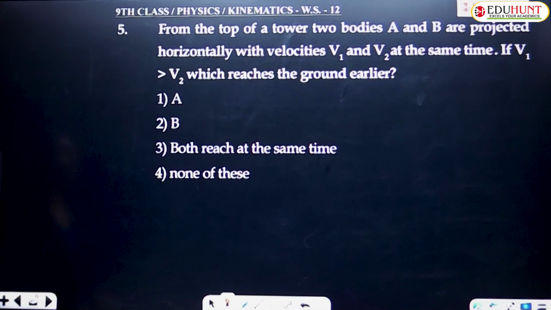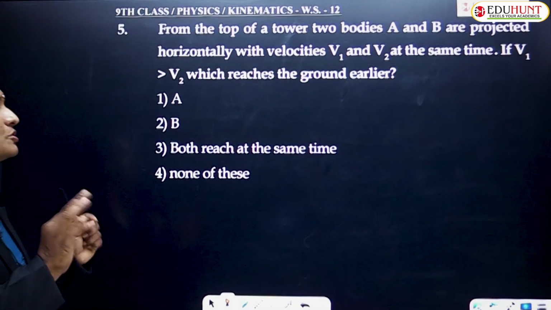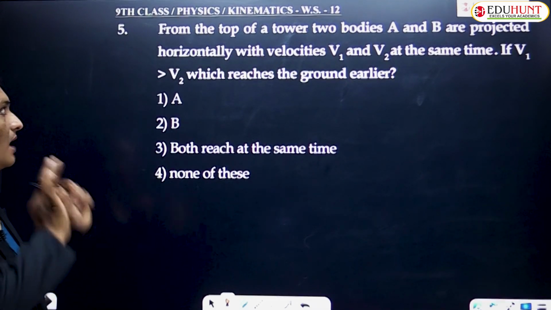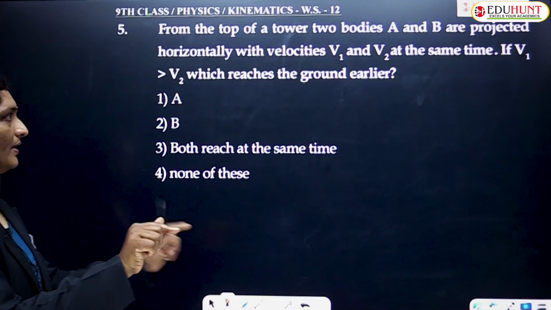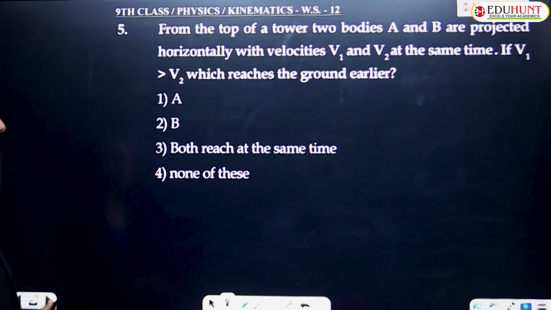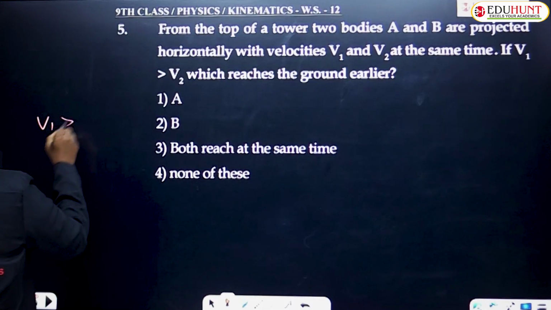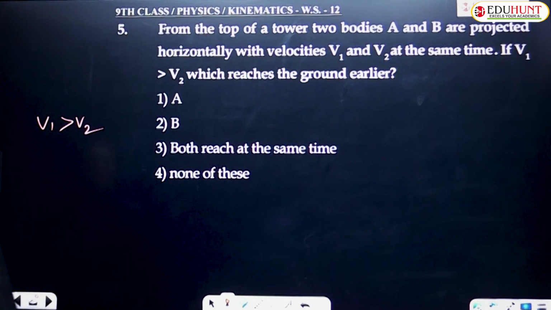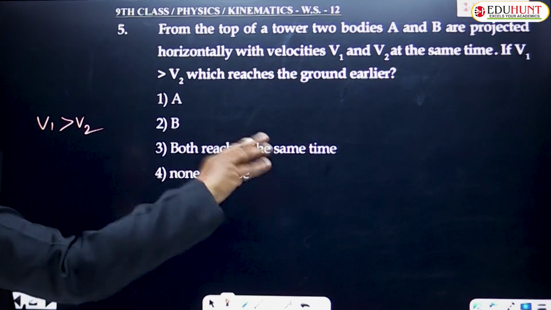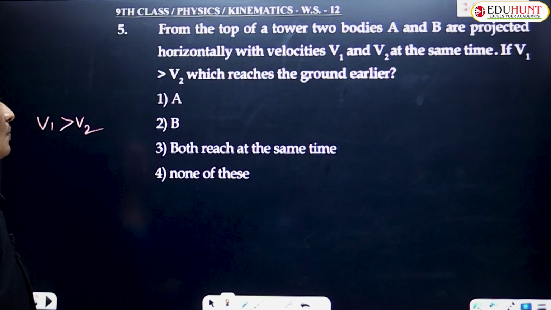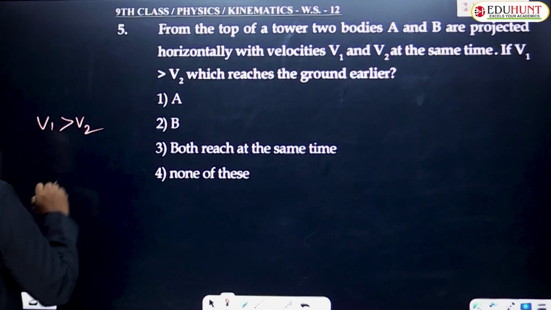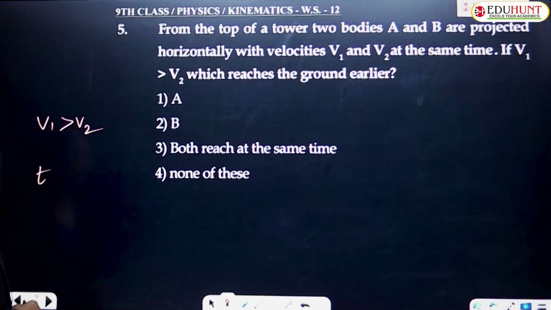Question number 5. From the top of a tower, two bodies A and B are projected horizontally with velocities v1 and v2 at the same time. And what is given, children? v1 is greater than v2. The given condition is that the first body's velocity is greater than the second body's velocity. Which will reach the ground earlier? Which will reach the ground earlier means you are asked to find the time.